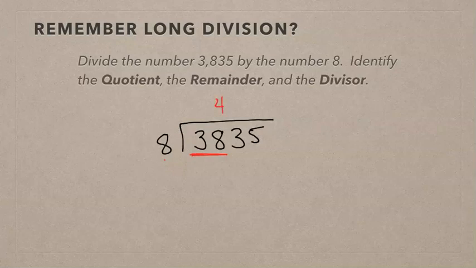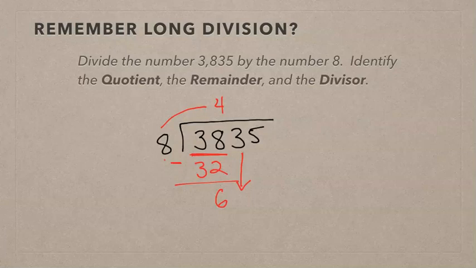And then you would multiply 4 times 8, and you would get 32. And then you would subtract 38 minus 32. And 38 minus 32 is 6. And you would say, does 8 go into 6? No, too small. So I have to bring down the next number. And then I would go through this whole process again.